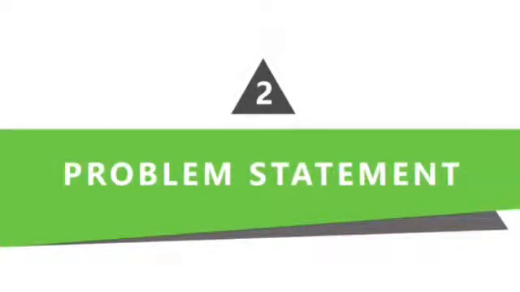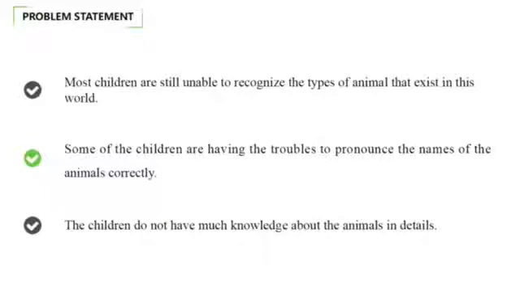This is our problem statement. First, most children are still unable to recognize the types of animals that exist in this world. Second, some of the children have trouble pronouncing the names of the animals correctly. Third, the children do not have much knowledge about the animals in detail.